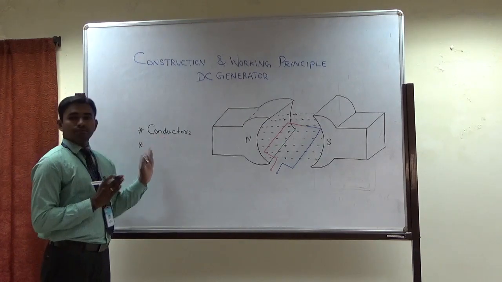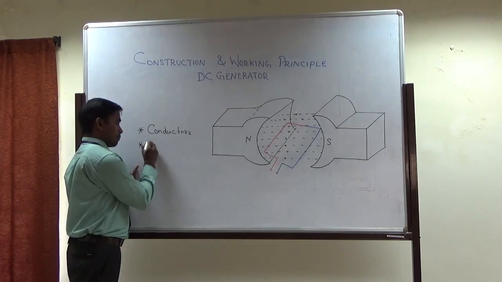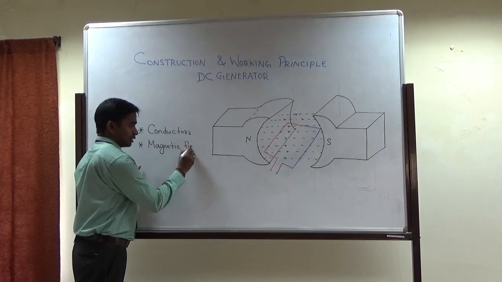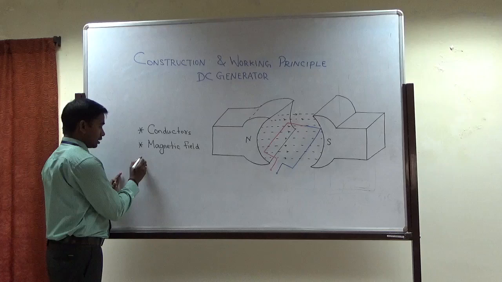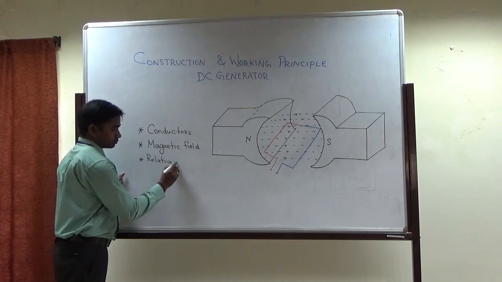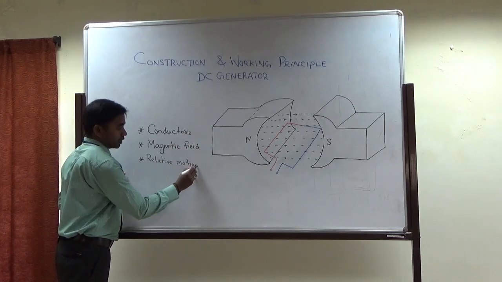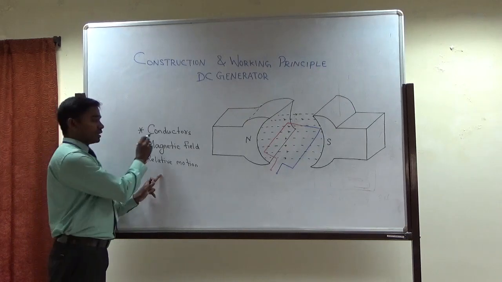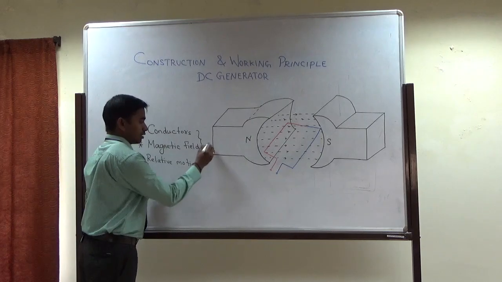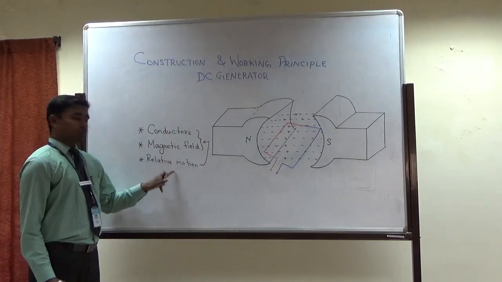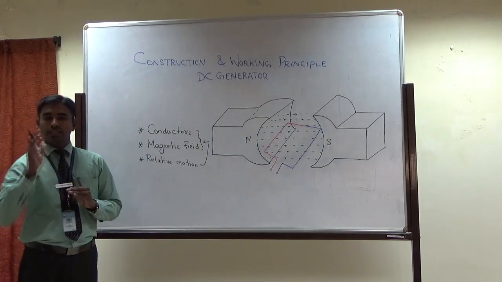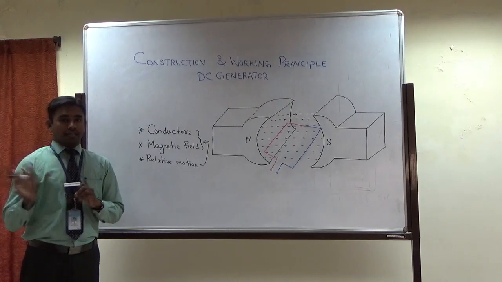Then the other thing which we require is a magnetic field. Conductor, magnetic field, then relative motion between this conductor and magnetic field. So these are the three main essential parts in any machine which is generating electricity.